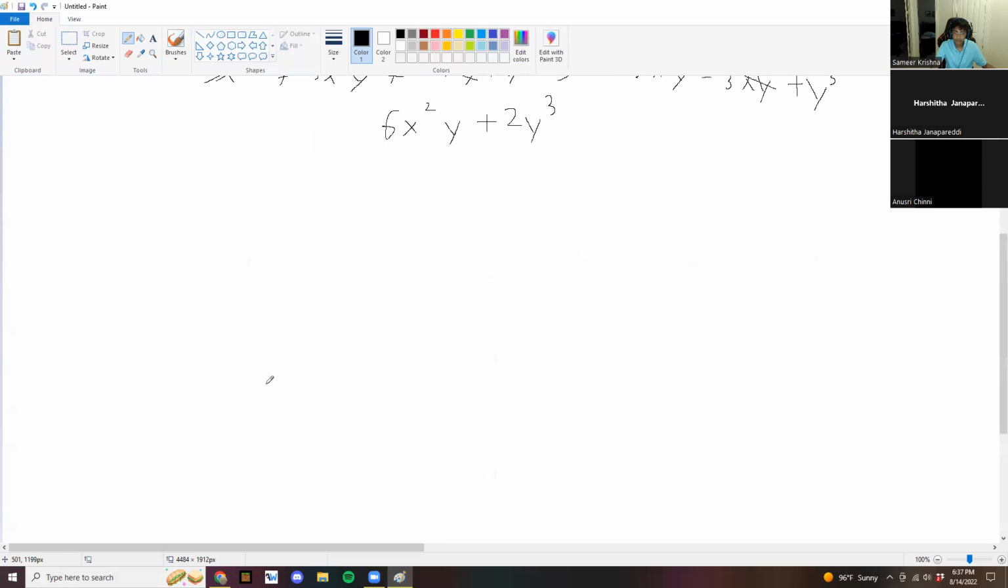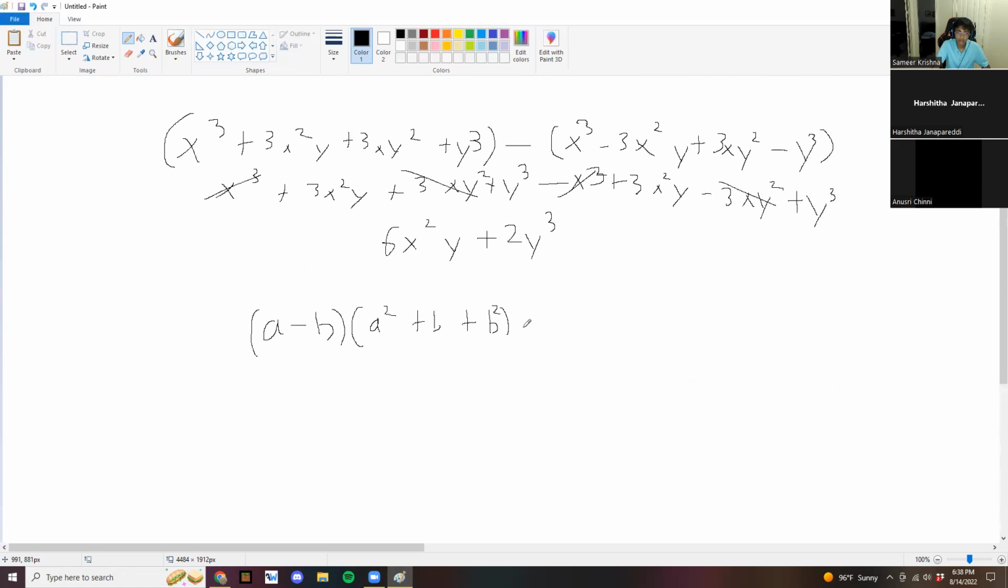Now, the other one that we were looking at was a minus b times a squared plus ab plus b squared. Wait, wouldn't it be 6x to the power 2 times 2x? Wait, I'm confused. Because we're multiplying, we're adding x, never mind. 3x squared times y. Okay, that's fine.